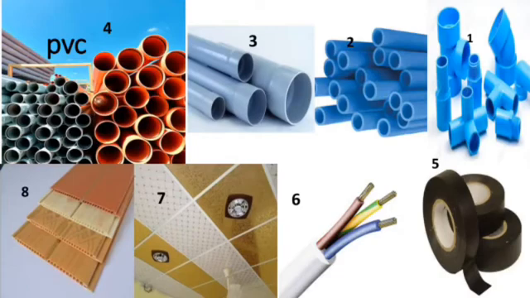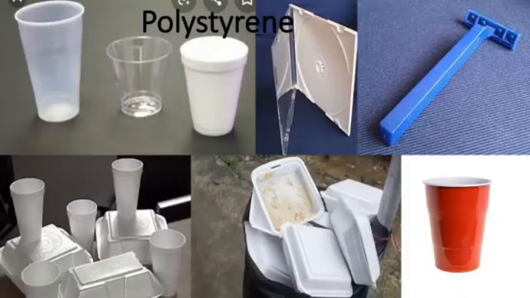Now these are the PVCs. They're used in making tapes, wires, various pipes, ceilings, and the polystyrenes are used in making cups, plates, party plates, CD packs, and so on.